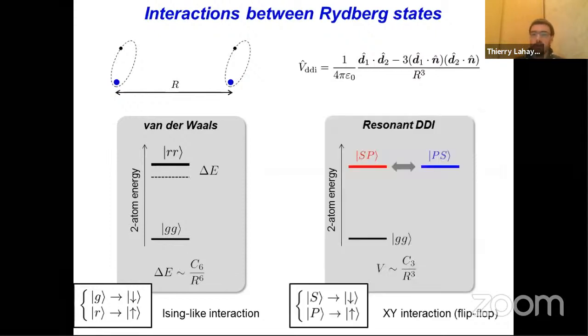Another way to use the interactions between Rydberg levels is to use two different Rydberg levels, like the S and P. For example, if you have two atoms, the first one in S, the other in P, this is directly coupled to the state PS. If you encode your spin up and spin down in those two Rydberg levels, you have a flip-flop term between up-down and down-up. The coupling strength is just the dipole-dipole interaction to first order, so it decays as 1/r⁴. And this is the flip-flop term that you have in the XY interaction.